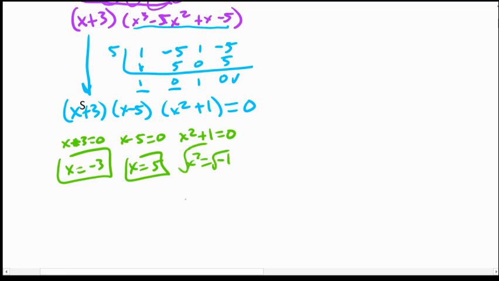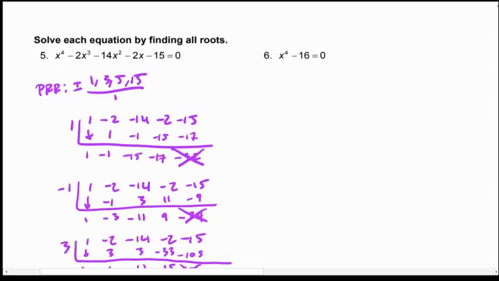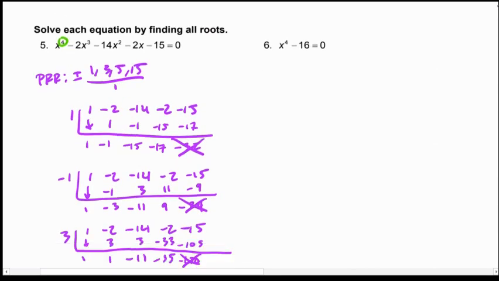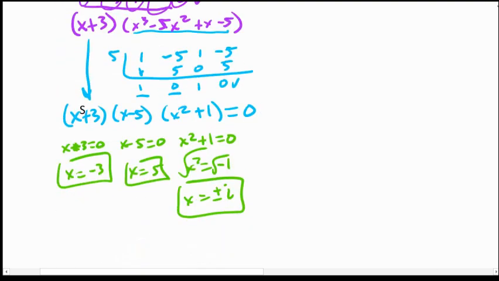the square root of -1, which is plus or minus i. So my 4 solutions are -3, 5, i, and -i. And since originally I was dealing with a power of 4, it makes sense that I get 4 solutions.